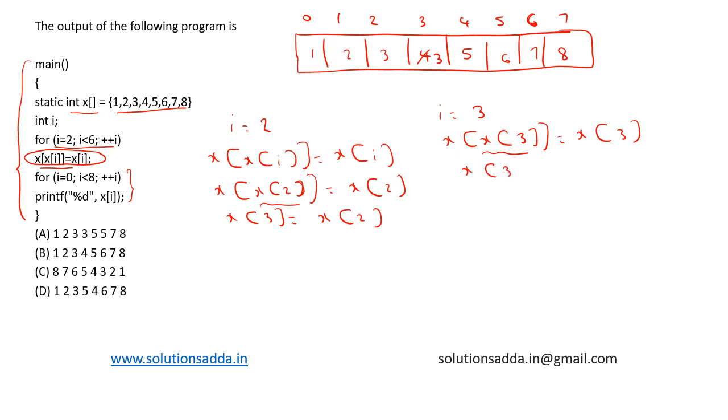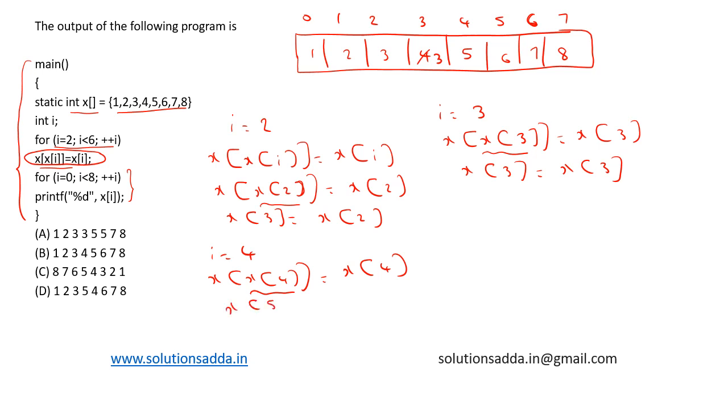So x of 3 will be assigned the value x of 3. So 3 will be the value here. Now i is equal to 4. x of 4 is equal to x of 4. So x of 4 will be having what value? At x of 4 we have value 5.